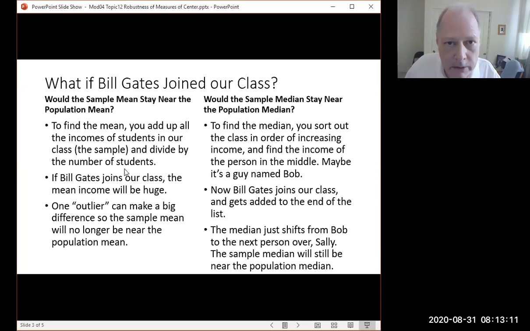To find the mean, you would add up all the incomes of the students in our class, that's the sample, and divide by the number of students. If we had a representative sample, the average we get for our class would be close to the average we might get for the entire population. But if Bill Gates joins our class, now the average income of students in our class is millions of dollars per year. It will no longer be close to the population mean. So one outlier can make a big difference, so that the sample mean might no longer be near the population mean. The median does not have that problem so much.